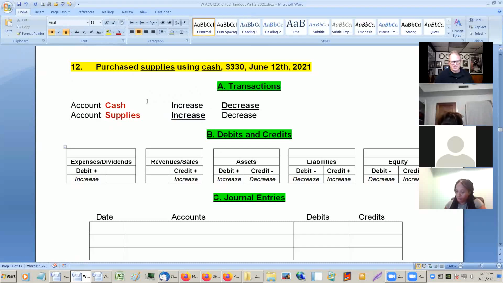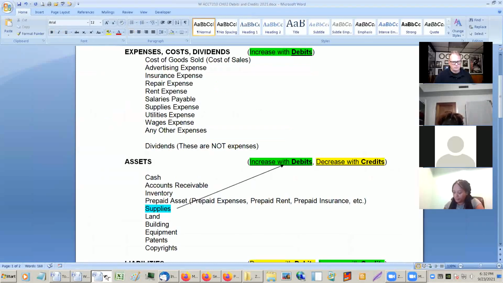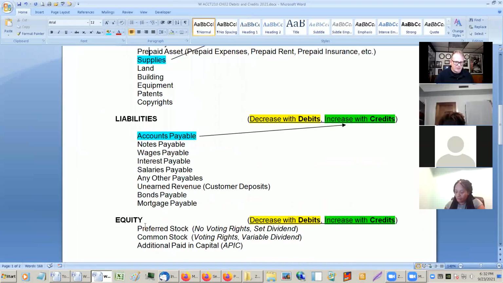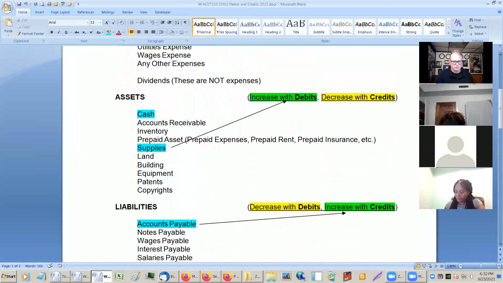What kind of account is cash? Assets. Yeah, cash is an asset. And so are supplies, right? So this is all taking place in the asset account. If one goes up, the other one has to go down. So supplies going up, cash is going down.